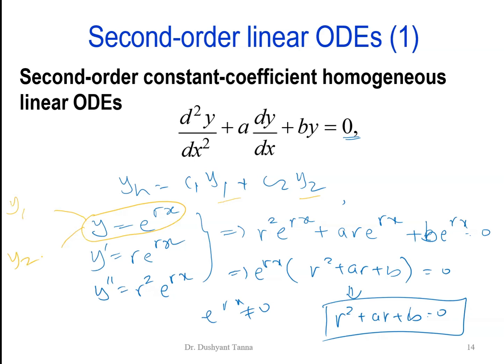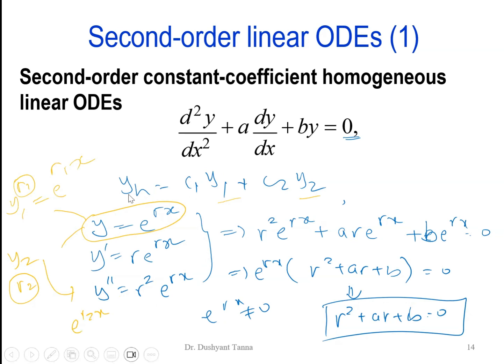If r is the same, then it's only one solution, which is not good. We need two linearly independent solutions. So y1 will correspond to r1, y2 will correspond to r2. Okay, I got two different values, right? So can I safely say this is e raised to r1x and this is e raised to r2x? Does it make sense? Rather than rx, because I got two different values, I will call them r1 and r2 to make it look like y1 and y2.